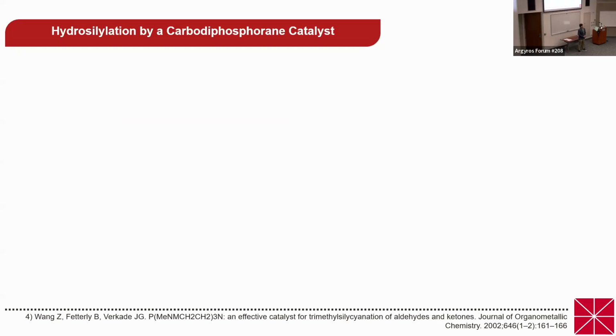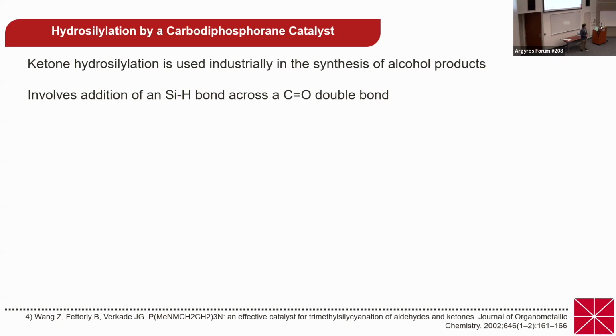Now, a bit about hydrosilylation by our carbodiphosphorane catalyst. Ketone hydrosilylation is used industrially in the synthesis of alcohol products, and it involves the addition of an Si-H bond from a silane group being added across a C=O double bond, in which the silicon group bonds to the oxygen and the hydrogen bonds to the central carbon.